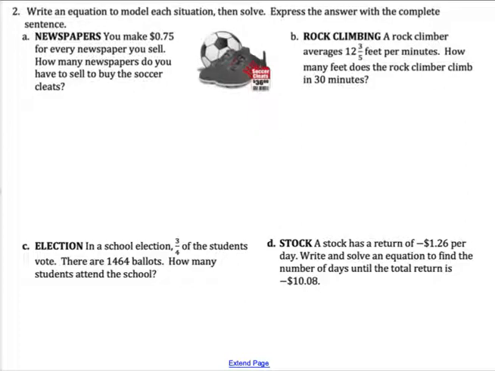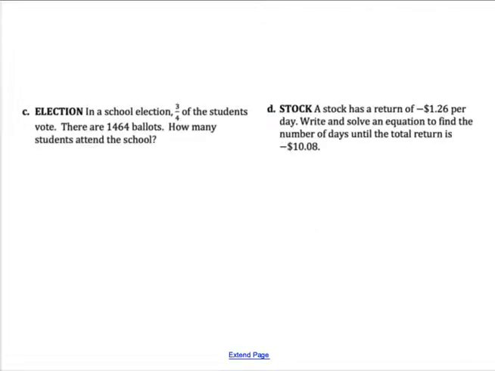Number 2, write an equation to model the situation, then solve, express answer as complete sentence. Now, let's take a look at part C. A school has an election. 3/4 of the students vote. There are 1,464 ballots. How many students attend the school? So the number of students would be our unknown. So let's use an S to mean the number of students.